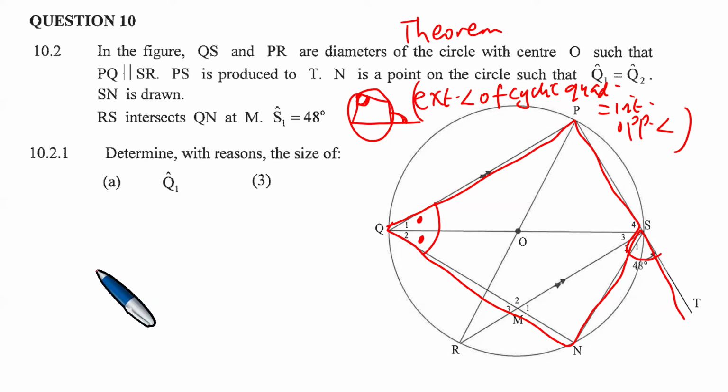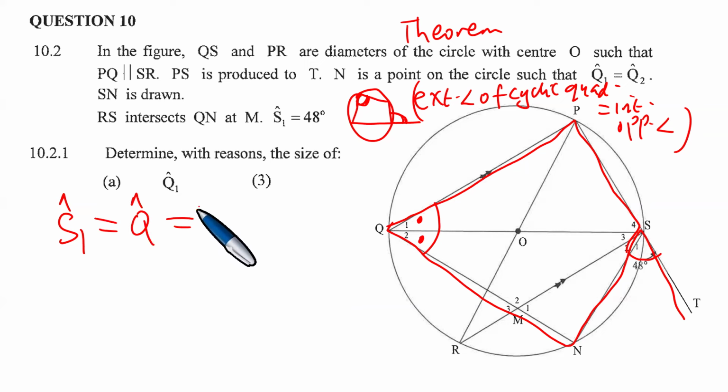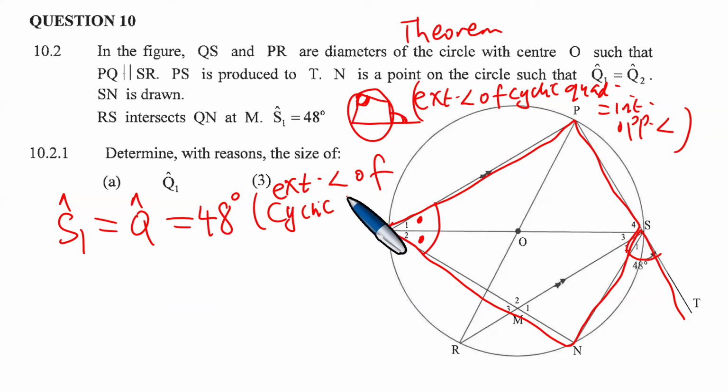So first things first, we write the geometry. That is what you are doing this term, most of you. So we say that angle S1 is equal to angle Q, which is equal to 48 degrees. So angle S1 is angle Q, which is 48 degrees. Why? Because of the exterior angle of cyclic quad.